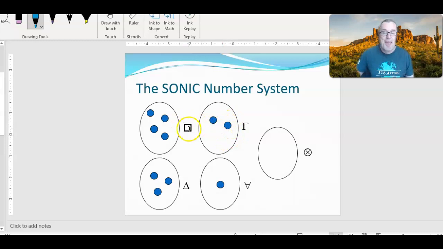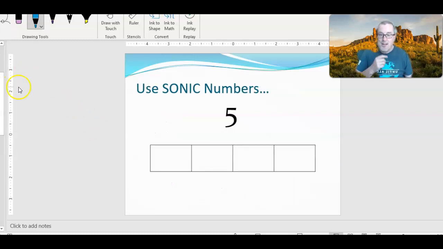Now, here's the thing. You can't invent your own symbol. Let me explain what I mean. In our conventional number system, we have numbers 0, 1, 2, 3, 4, 5, 6, 7, 8, 9. There's not a special symbol for, say, 14. We use the symbols that we have, and we create 14. So likewise, when we get to this number 5, you're not allowed to invent a new symbol. You can only use the symbols that you see here. How would you create the number 5 in the sonic number system?